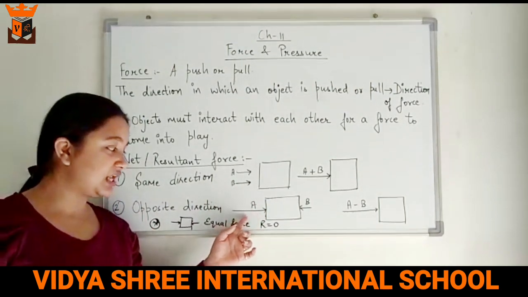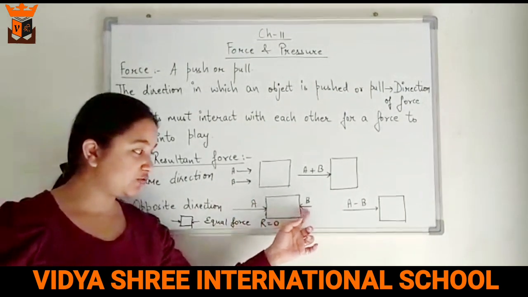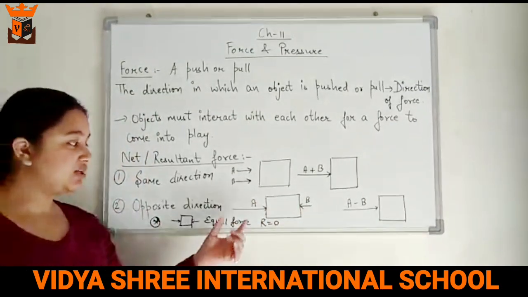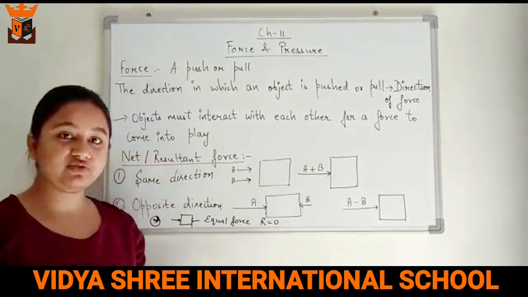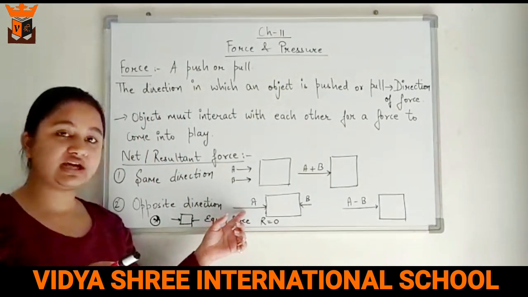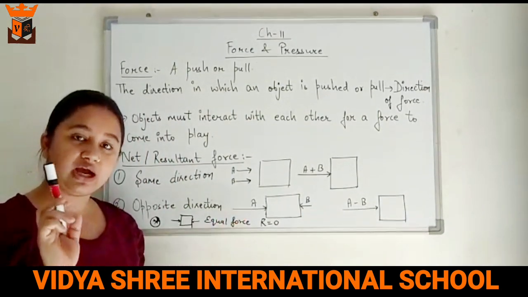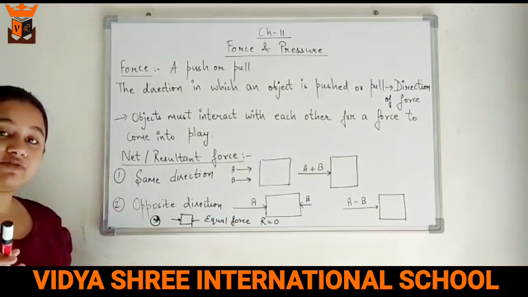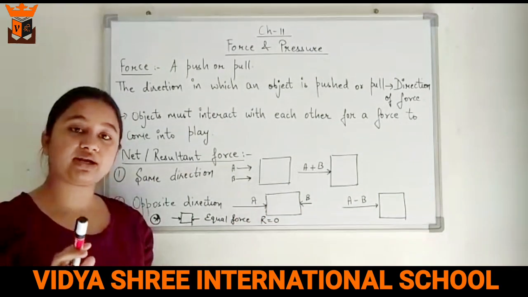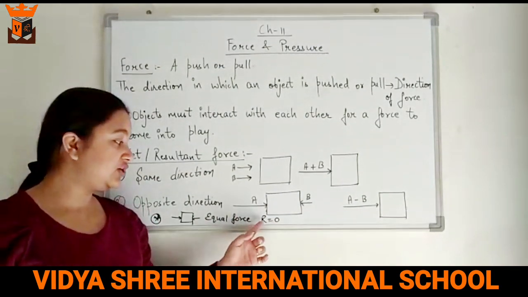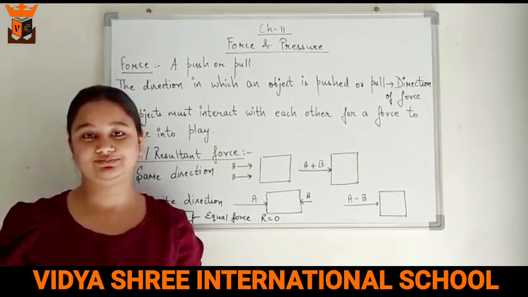Next, what happens when two forces are applied on an object but from different directions? You can see this is the larger force A and this is the smaller force B. So the resultant becomes the difference, A minus B, and the direction will be the same in which the larger force was applied. Again, one more thing to remember: if the forces are applied from different directions on an object but they are equal, the resultant force becomes 0.